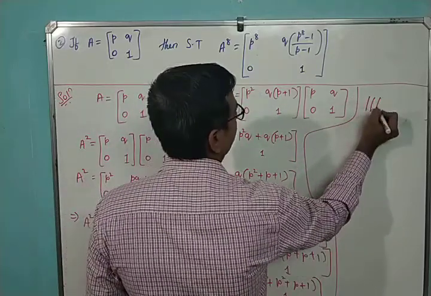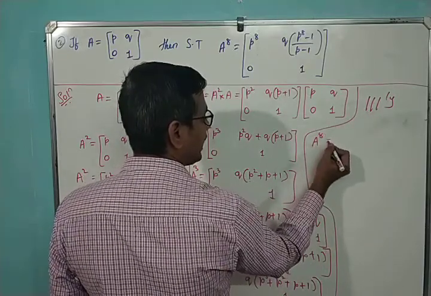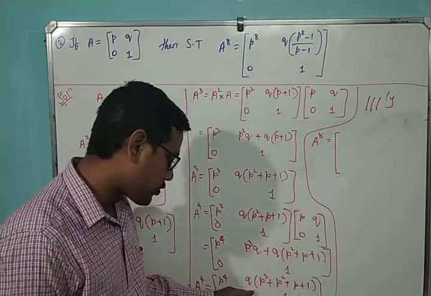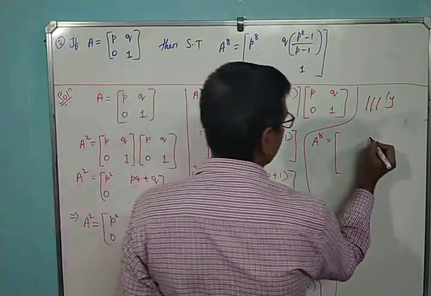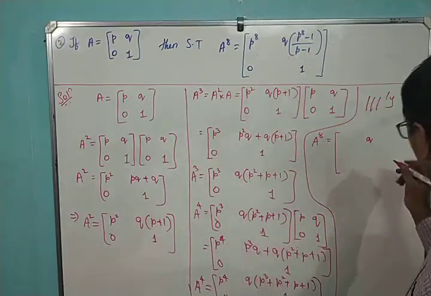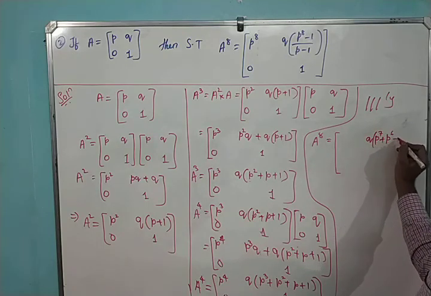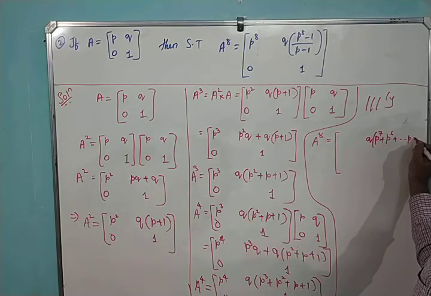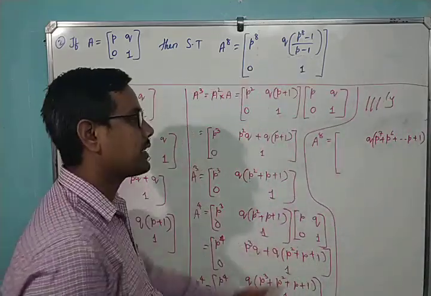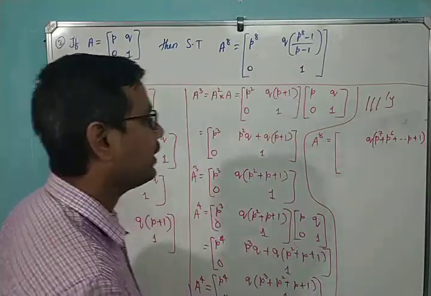Similarly, okay, when I take A to the power 8, right, A to the power 8, what happens to this? Q will be as it is, okay. So we get P to the power 7 plus P to the power 6 plus so on up to P plus 1, right? So this part will become this way, P to the power 7 plus P to the power 6 plus so on up to P plus 1, right?